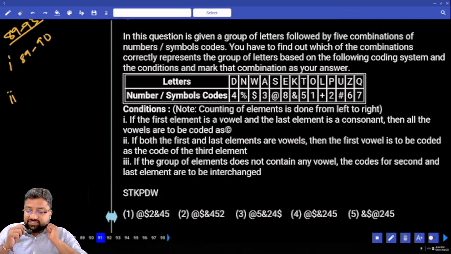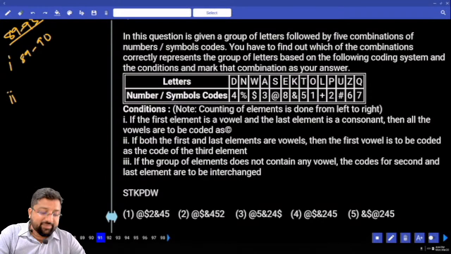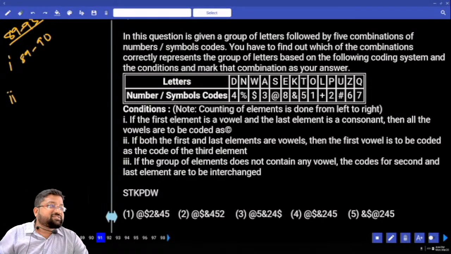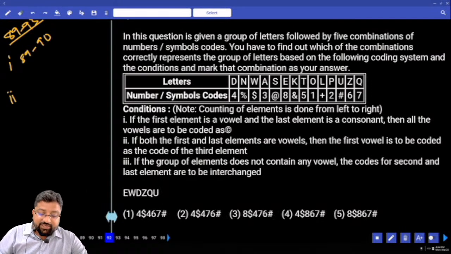If both the first and the last elements are vowels, then the first vowel is to be coded as the code for the third element. First vowel is to be coded as the code for the third element. First and last are vowels. 91, do you see first and last vowels? No. 92, yes. Yes, yes, yes.